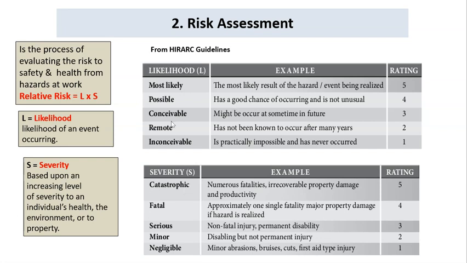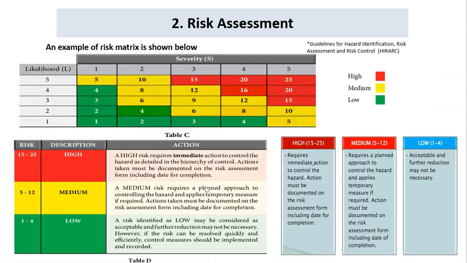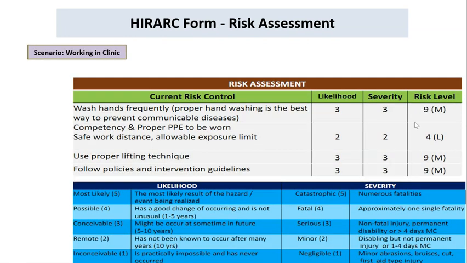So we need to do the calculation: likelihood times the severity. And once you get the calculation, then you need to get into a category based on the value. So for high level, it's going to be 15 to 25, medium is 5 to 12, and low is 1 to 4. So you need to categorize the risk.